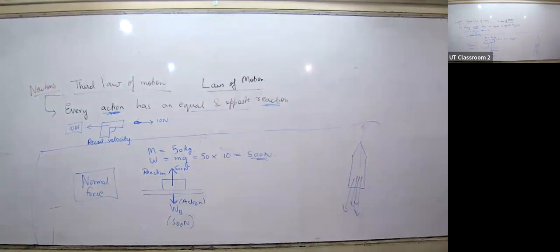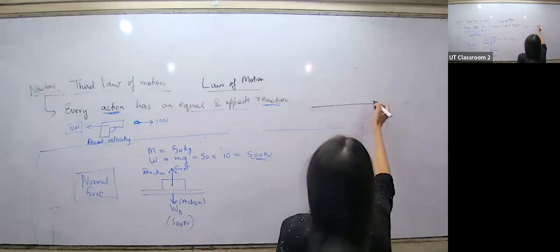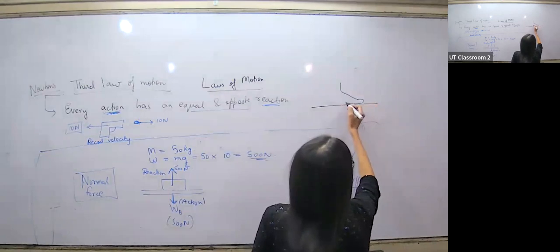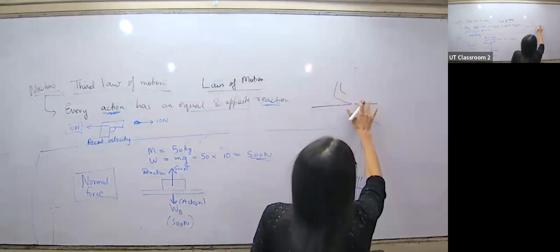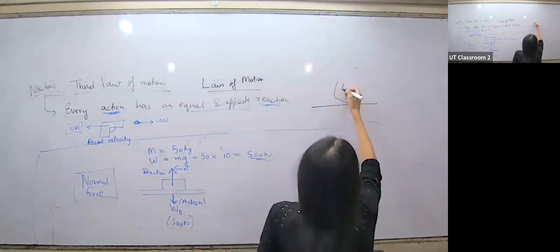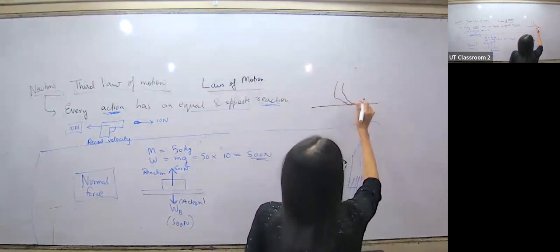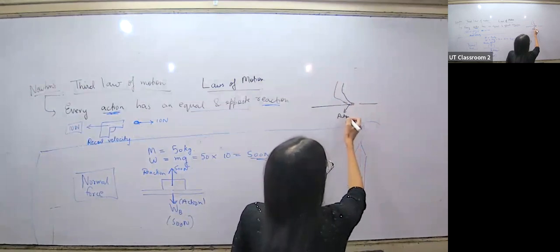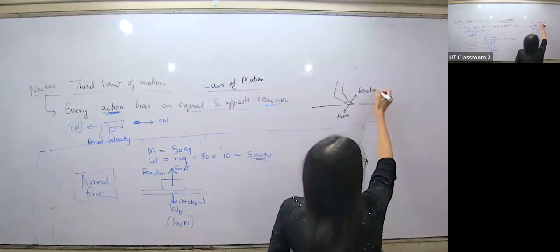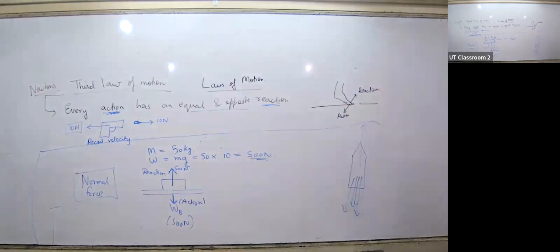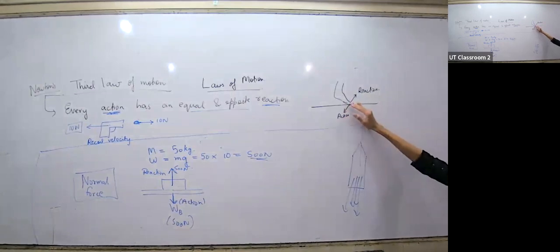You are able to walk because of action and reaction. Do you know that? If this is the ground, you apply force, this is the action on the ground, and as a reaction, your foot gets lifted. Let me draw this properly. So this is the walking part. You apply force पीछे की तरफ, and as a reaction, आपका पैर जो lift हो पाता है.